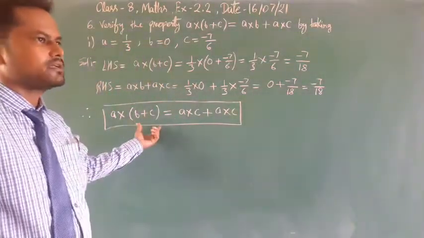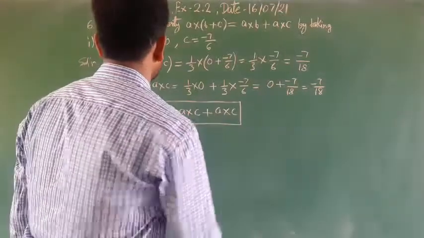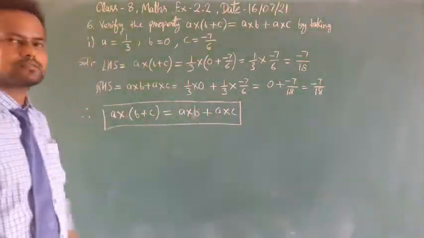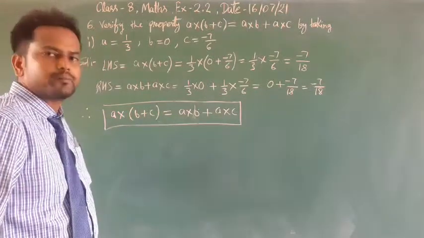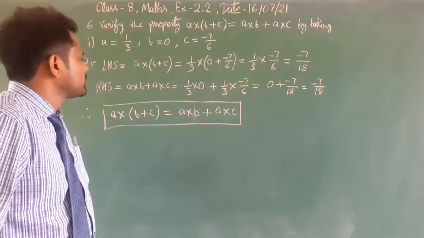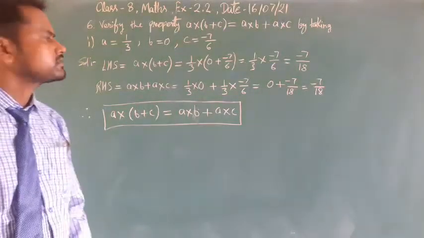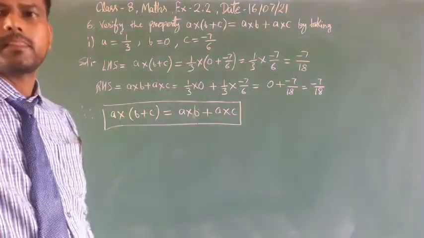So this property is called the distributive property over addition of rational numbers. Got it? Pause the video and note it down.